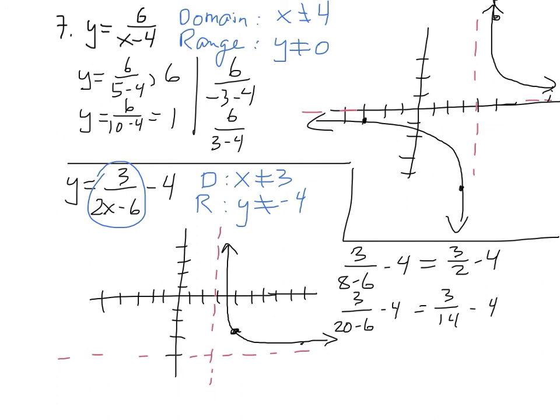Now I try some points to the left of positive 3. Let's try 0. If I plug in 0, I get 3 over negative 6, minus 4, which is going to be negative 4.5. So it is below that other asymptote. So 0, so right here. And I think if I found the points here, I should find a couple more, but I run out of room. It's going to look like that.